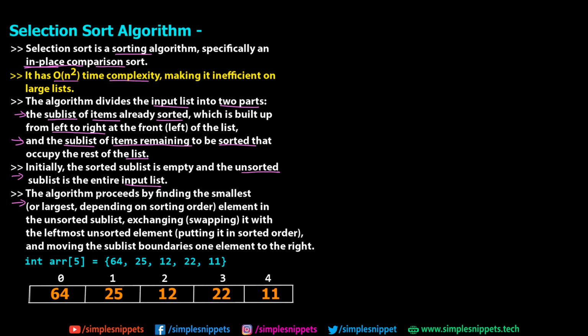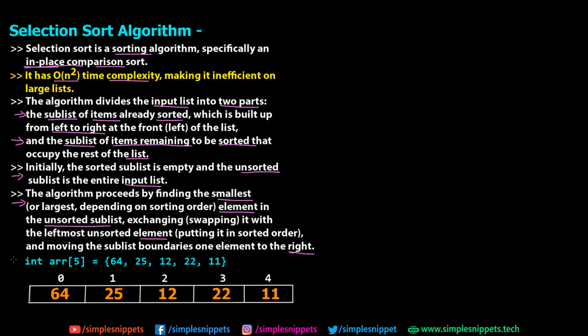And last point says the algorithm proceeds by finding the smallest or the largest, of course depending upon the sorting order, smallest or the largest element in the unsorted sublist, exchanging it with the leftmost unsorted element and moving the sublist boundary one element to the right. Again, these points will not really make sense until and unless you actually see the working.